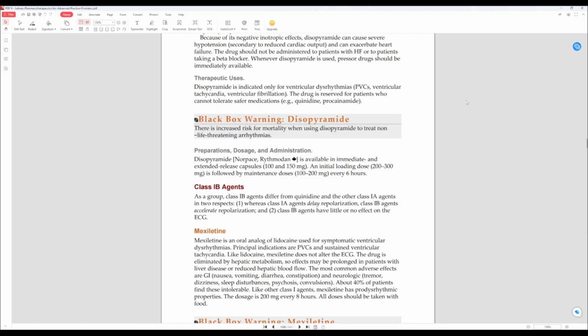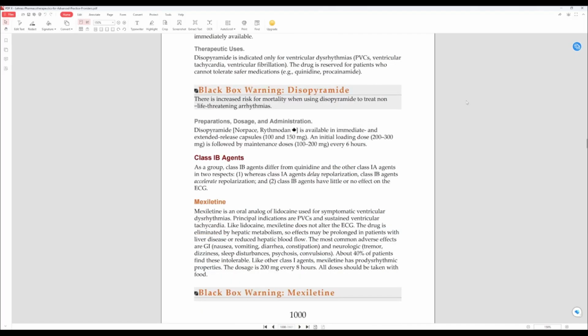Its preparation, dosage, and administration: it is available in an immediate and extended release capsule. Its initial loading dose needs to be 200 to 300 milligrams, and its maintenance dose is 100 to 200 milligrams every 6 hours.